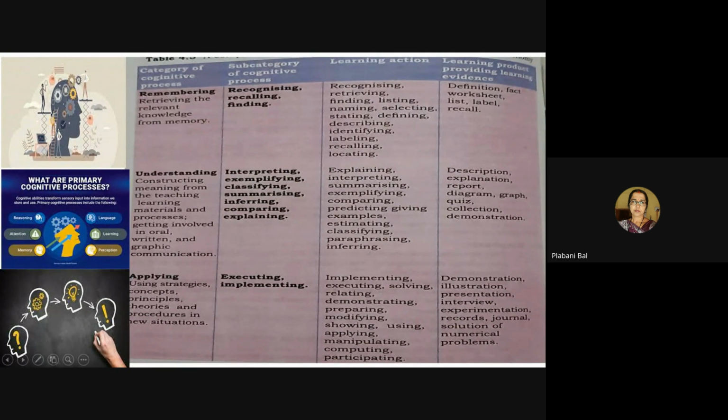Next is your learning product, providing learning evidence. The learner will define the terms. They will recall and recognize the definition or the fact, or they can do a worksheet or list something or label something or recall something. Then this is the remembering part.